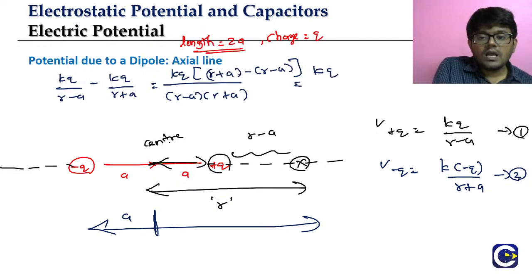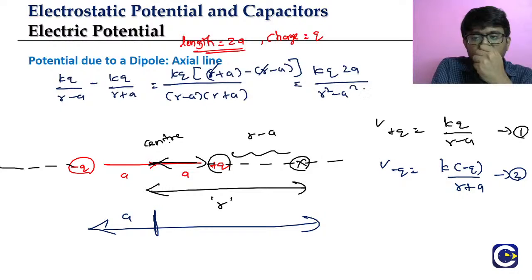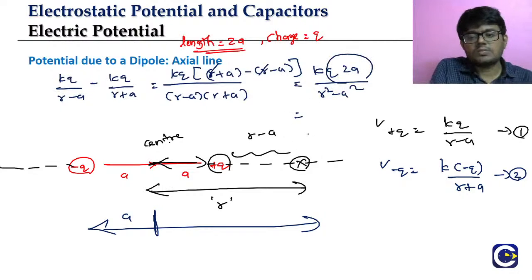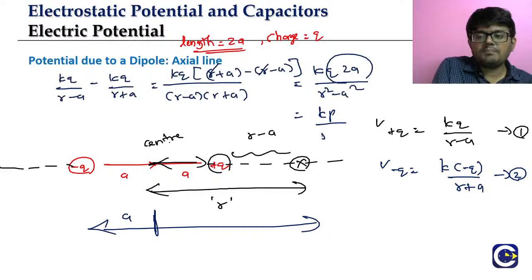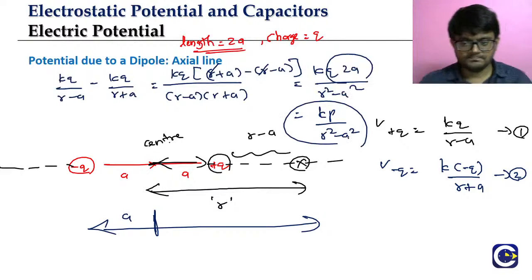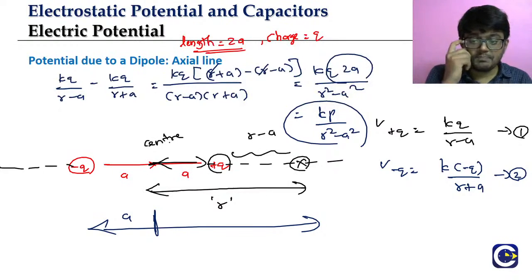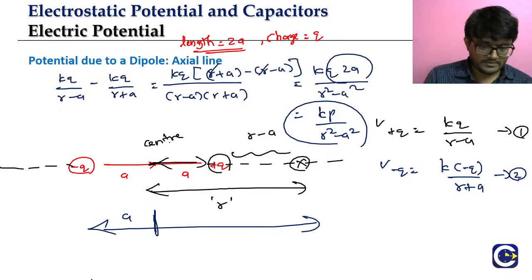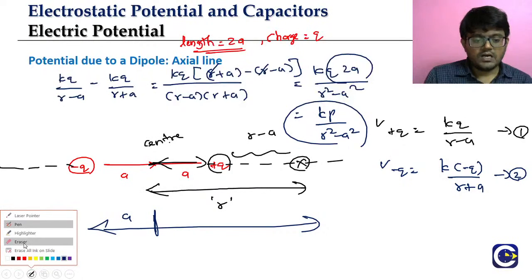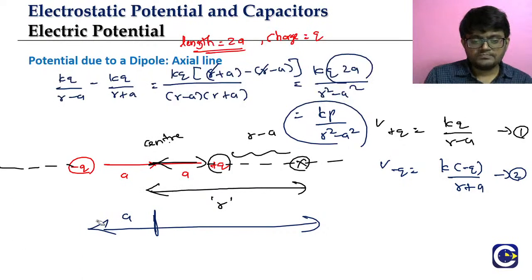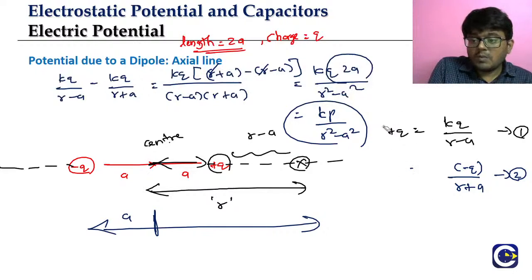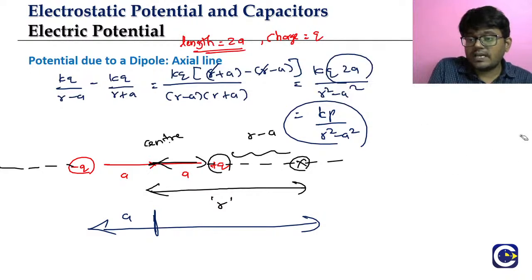Here r cancels out, giving kq into 2a divided by (r square minus a square). q into 2a means p, right? So it is kp by (r square minus a square). So if we mark a point on the axial line, the potential at that particular point is kp by (r square minus a square).